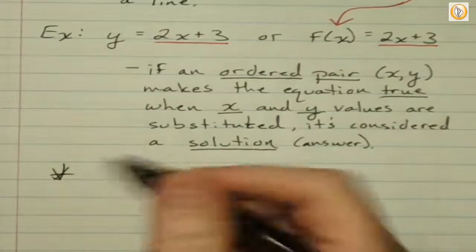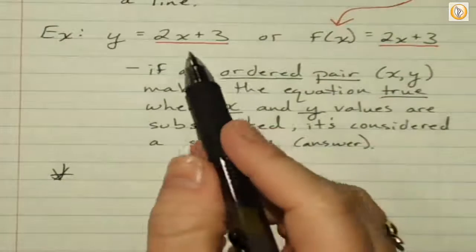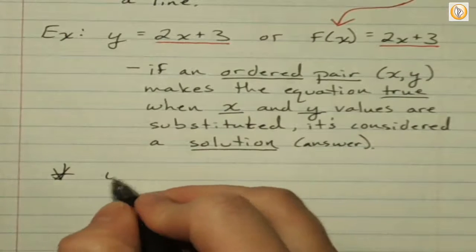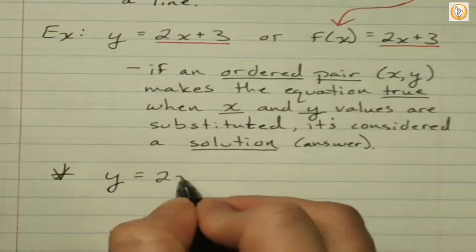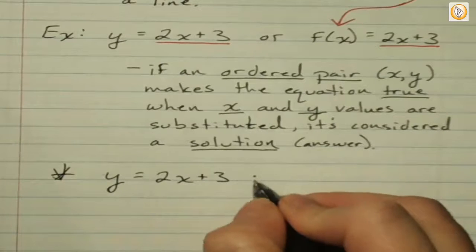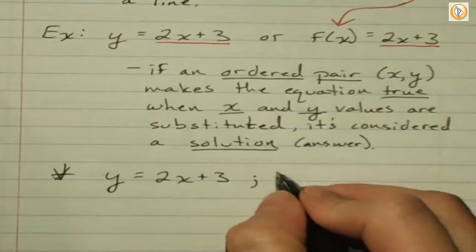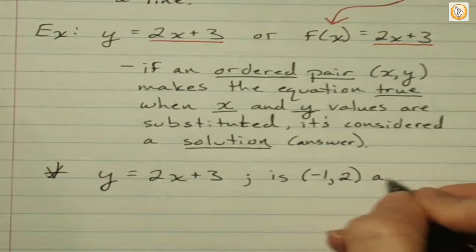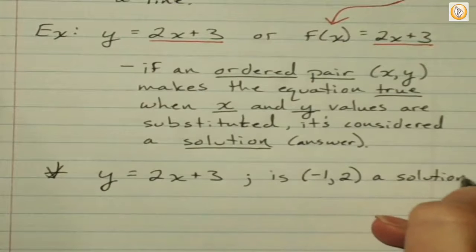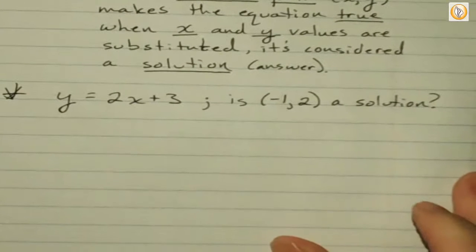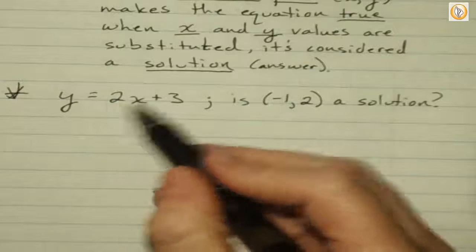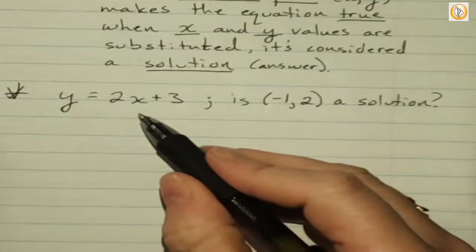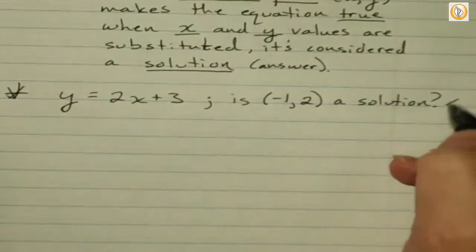So, I'm still with the same example. This whole thing's an example. So we're going to take this equation. Your book will say something like y equals 2x plus 3, semicolon, is (-1, 2) a solution. So here's your equation. They're saying, is this ordered pair a solution to this equation? Is it a solution? I'll put another star here.